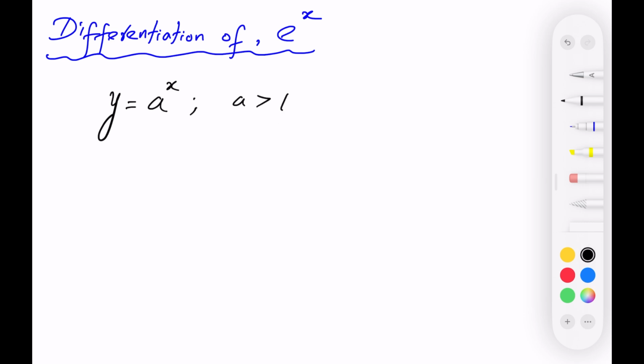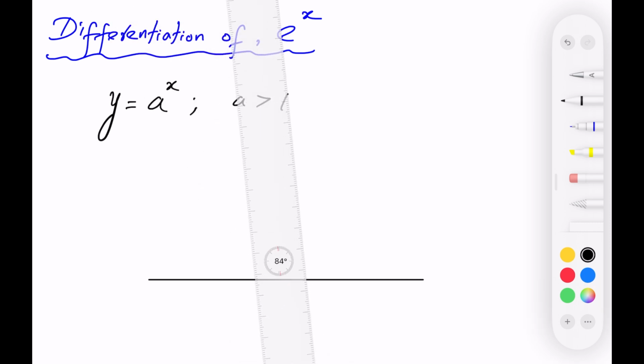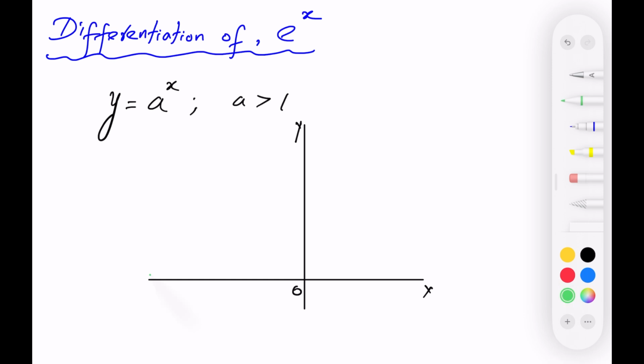When a is greater than 1, the graph of an exponential function y equals a raised to the x will be like the one I'm going to show you now. Let's assume that these are our x and y axis. The origin is right here, and the exponential function should be something like this. What is this coordinate point right here? The x coordinate is equal to 0, and at that point the y coordinate should be equal to a raised to the 0th power. Any number raised to the 0th power is equal to 1. Therefore, the coordinates at this point are (0, 1). Therefore, let me label that y coordinate at that point as 1.